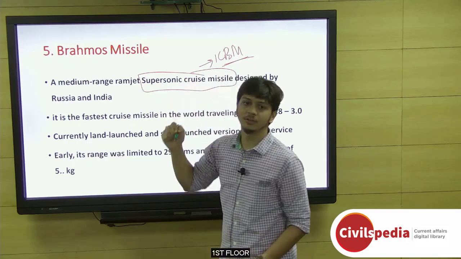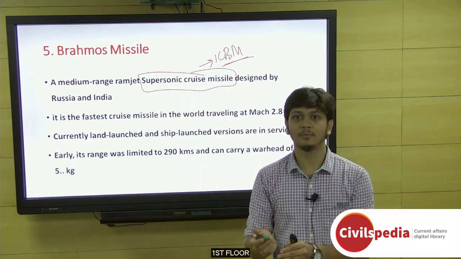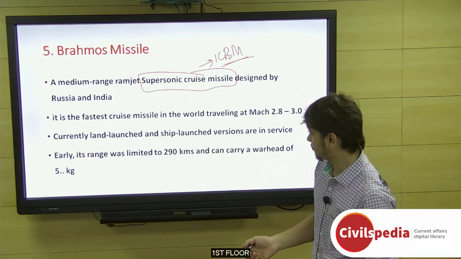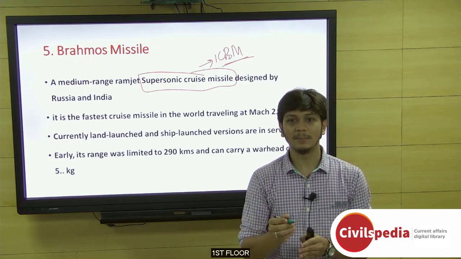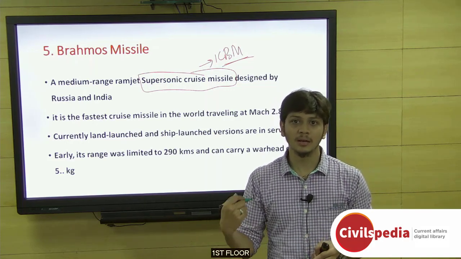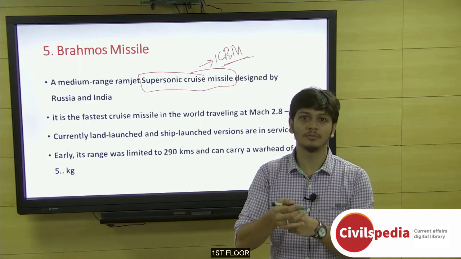What are the differences between these two missiles, what are the different missiles that India has, and what is the type of those missiles? Okay, so this is designed by Russia and India. The name Brahmos comes from two rivers, that is Brahmaputra in India and Moskva in Russia. So the name Brahmos comes from these two rivers.